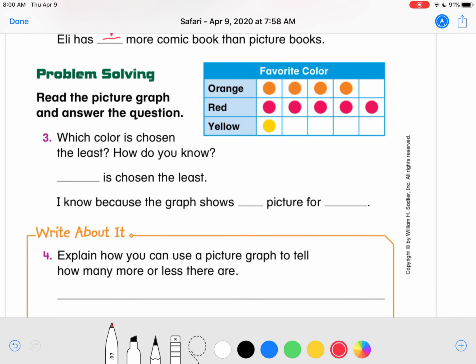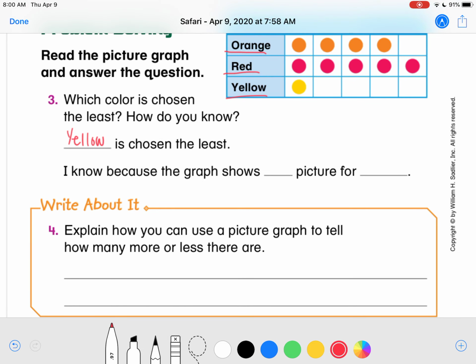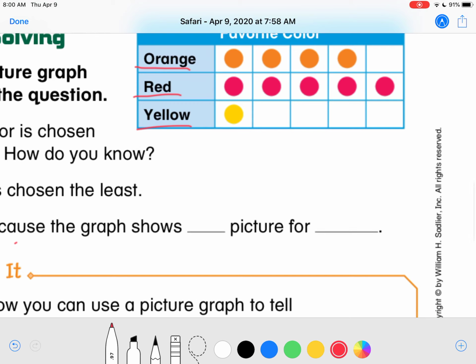Let's look at number 3. Number 3, which color is chosen least? How do you know? So least, we have to remember that least means it's the smallest amount of something. Which one of these colors is shown least? Orange, red, or yellow? It's yellow. So we're going to write yellow in this tiny box. Remember to capitalize it because it's at the beginning of the sentence. Yellow is chosen the least. I know because, so we want to fill this out. I know because the graph shows 1 picture for yellow. We have only 1 picture here. The others had more.